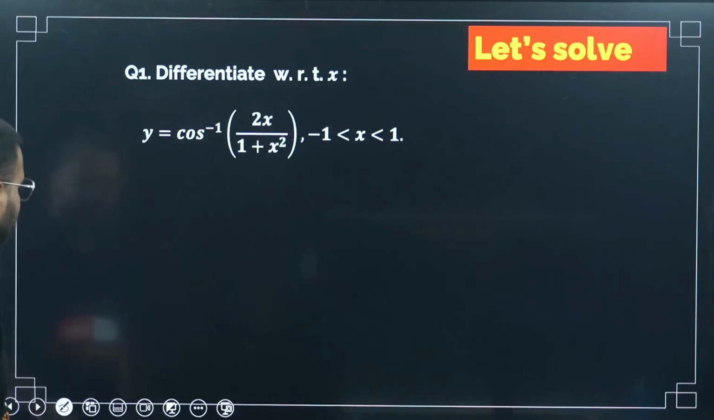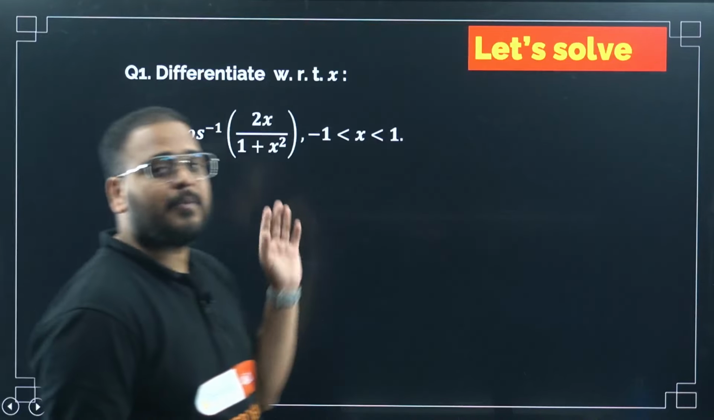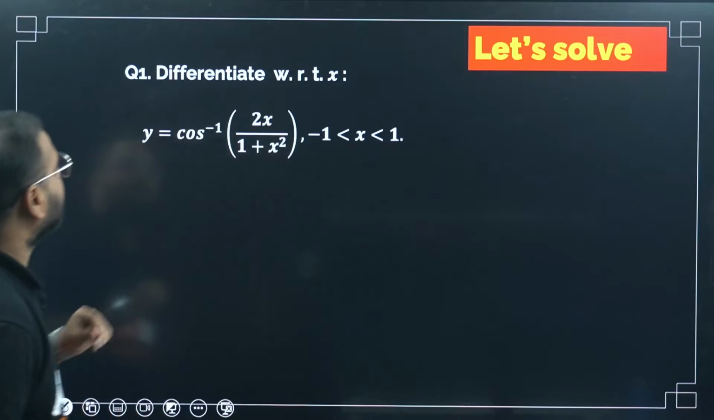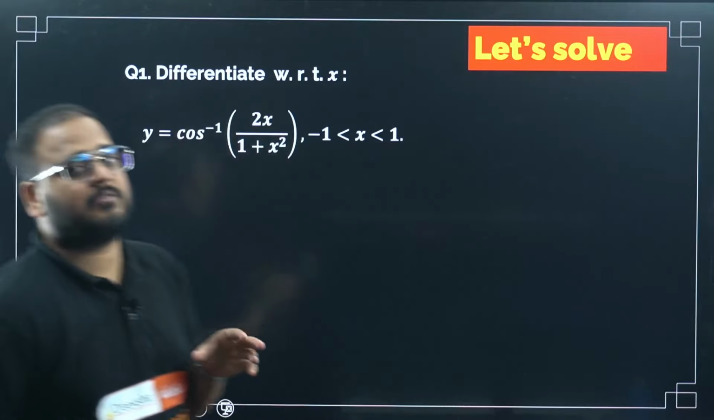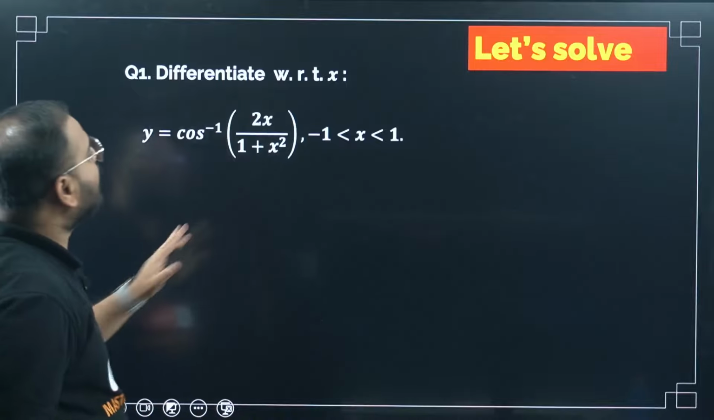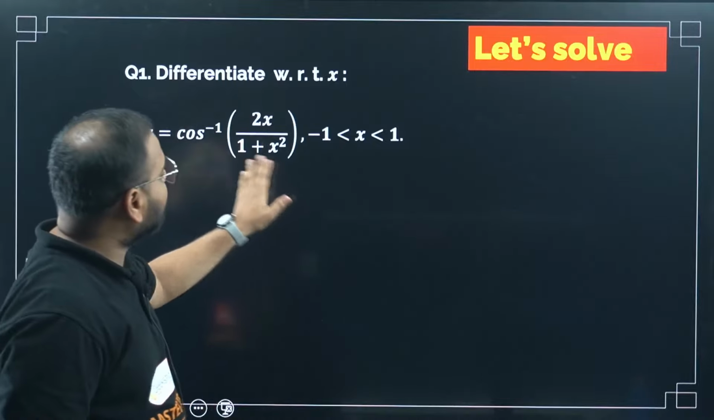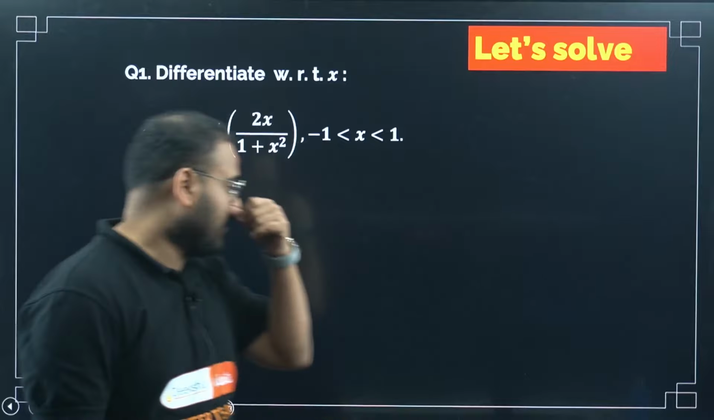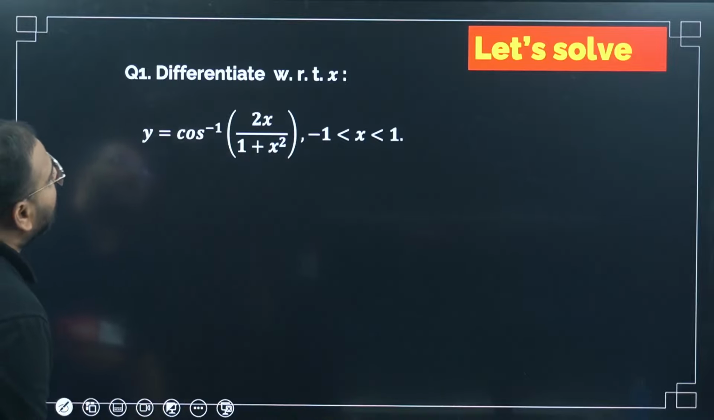Let's move on to the next slide. First question based upon this concept. The first question itself is a very good question. Check here: y equals cos inverse of 2x upon 1 plus x square. 1 plus x square is there. So if you remember, a formula is there.